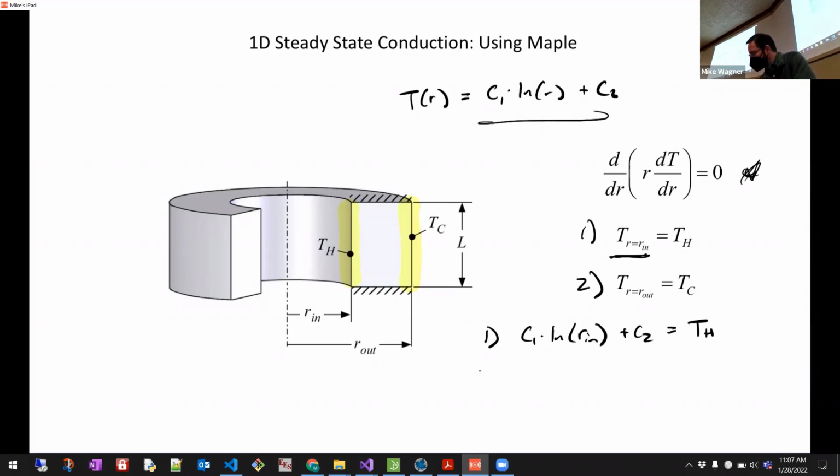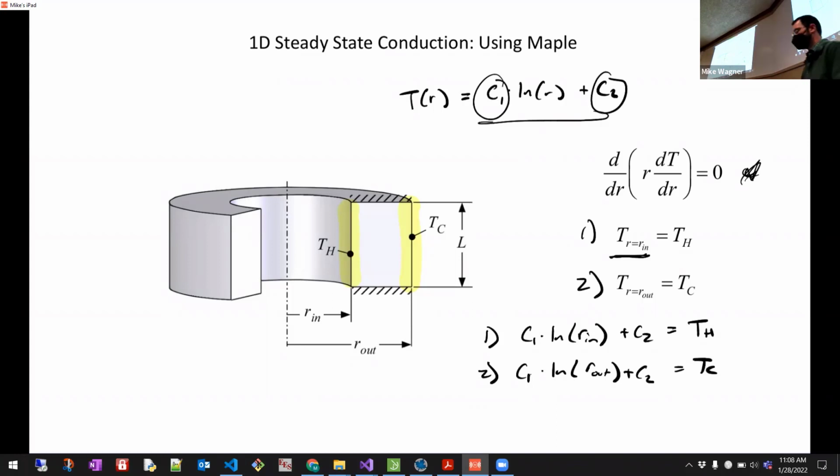All right, the second boundary condition is basically the same thing. We have 2 temperature boundary conditions, so C1 ln r_out plus C2 is equal to T_C. Okay, so now we have a set of equations, right? 2 equations and 2 unknowns, or 2 unknown constants, and we can solve these. In this case, it's really simple, we could solve explicitly for C1 and C2 and have analytical expressions that we can then plug in up here, right? These constants. Right, and then we have our full solution for this problem.